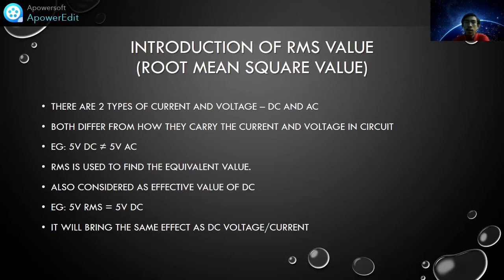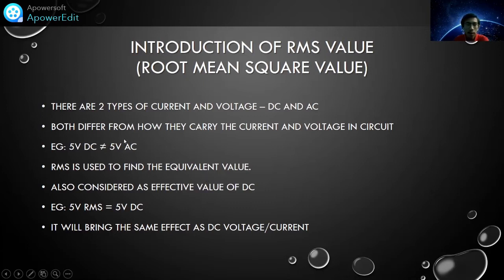in a circuit. Besides that, we can also look at how they differ from the graph, where the DC will have a straight line graph, and the AC will have a waveform graph. For example, 5 volt DC is not equal to 5 volt AC. So, how are we going to find the equivalent value? RMS is used to find the equivalent value, and it is also considered as the effective value of DC.